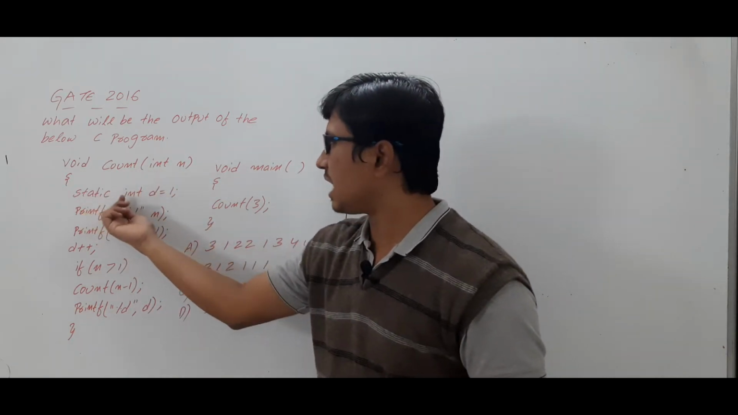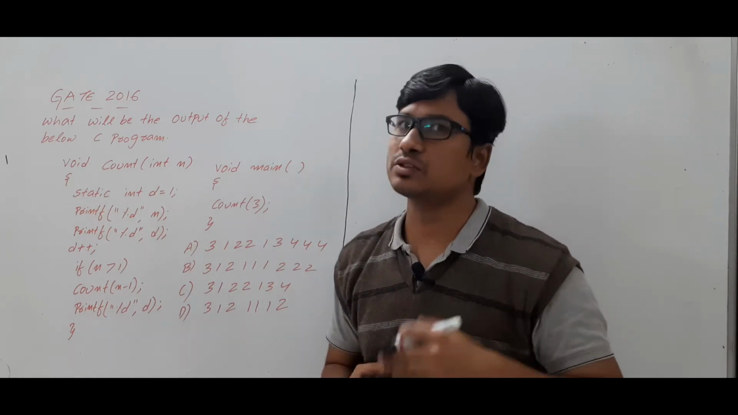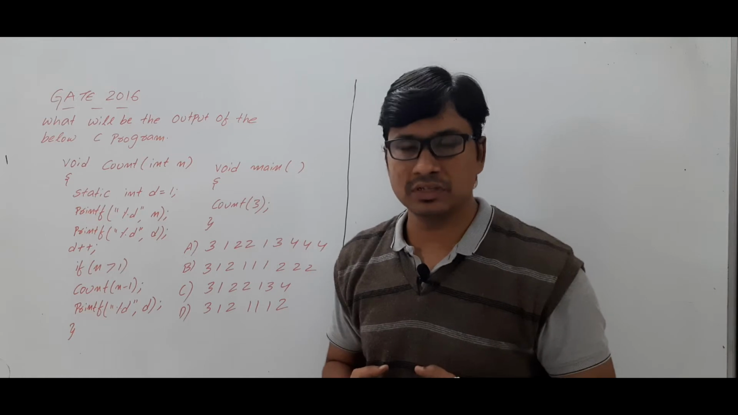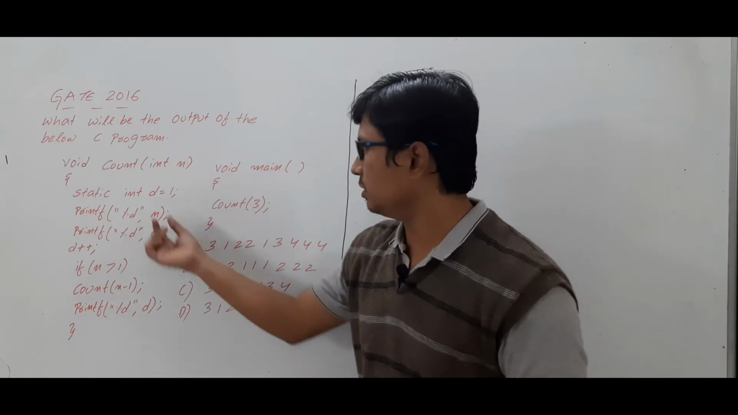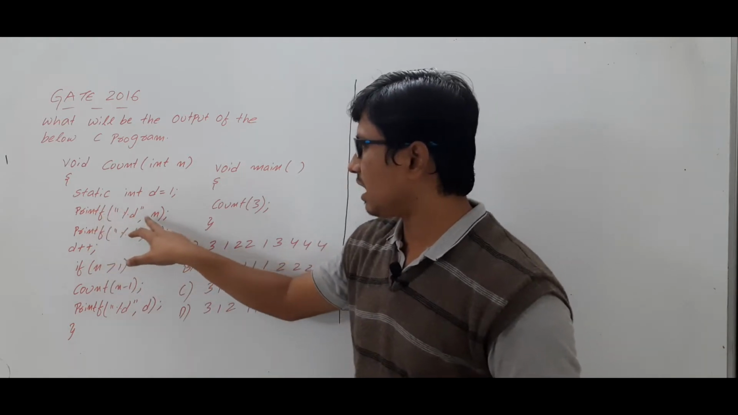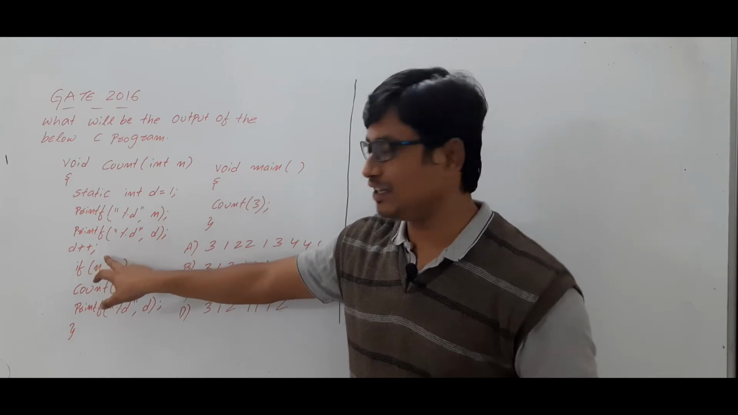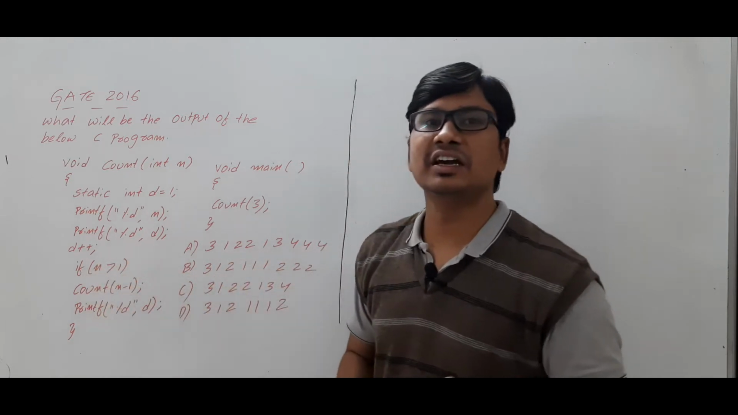And you have a static int d is equal to 1. We have several types of variables such as local variables, global variables, register variables and static variables. The variable d here is a static variable. Now they are asking us to print the n value, print the d value. They are incrementing the d value. Then they are checking the condition.